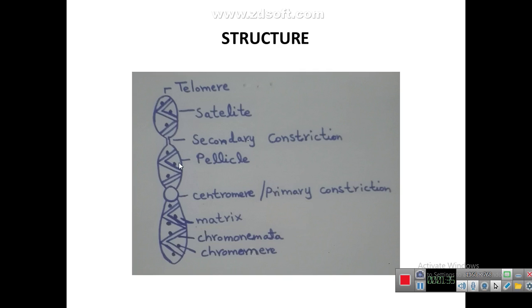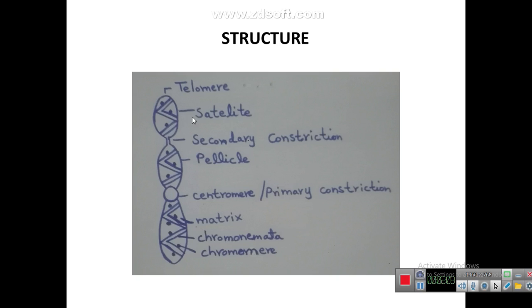Inside the pellicle, the central part is known as the matrix, and in the matrix the chromonemata are present. This is the centromere or the primary constriction, also known as the kinetochore, with the help of which chromatids are attached to one another. During cell division, the centromere unites with the microtubules and helps in the formation of spindle fibers. This helps in chromosome movement.